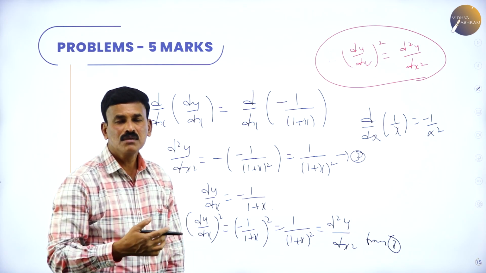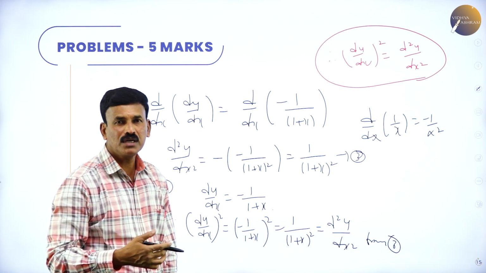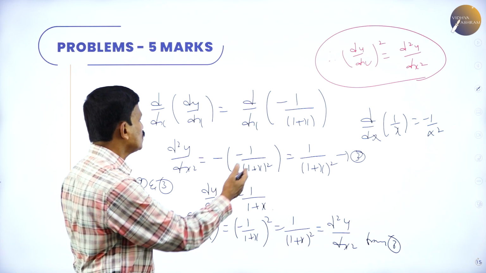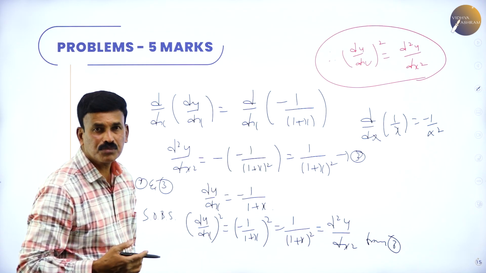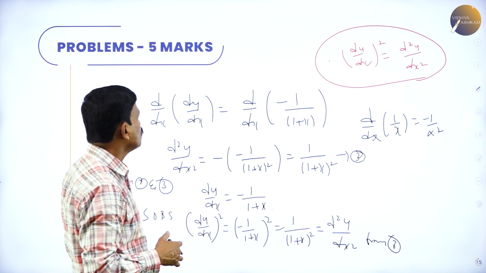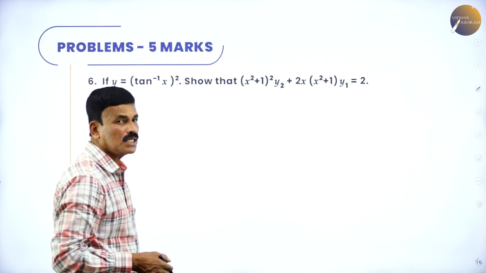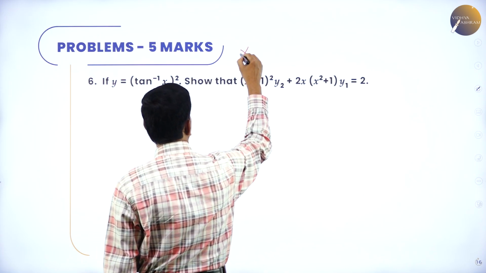If you square that, minus into minus plus 1 by (1 plus x) whole square is nothing but your second derivative d square y by dx square. Very important problem, right? Now move on to the next problem. Here this is also a very important problem.